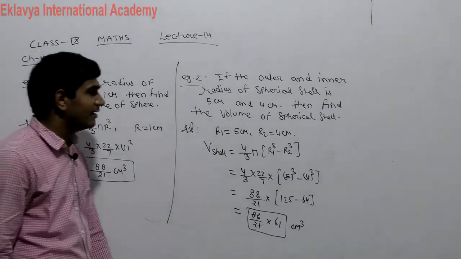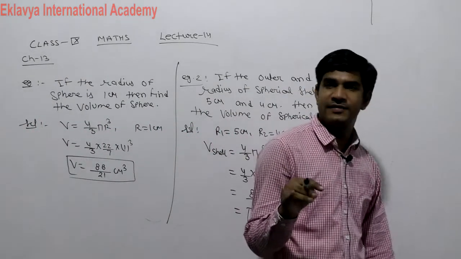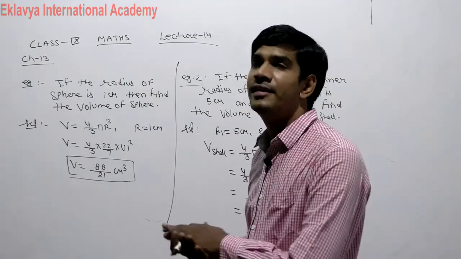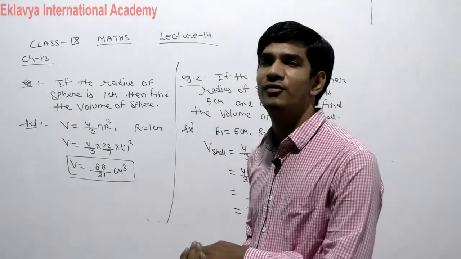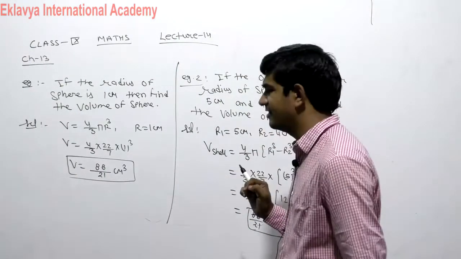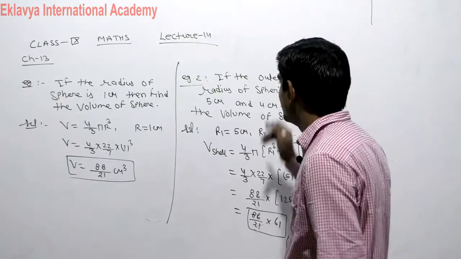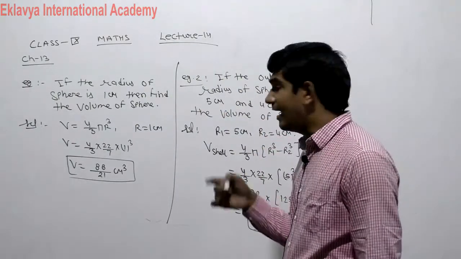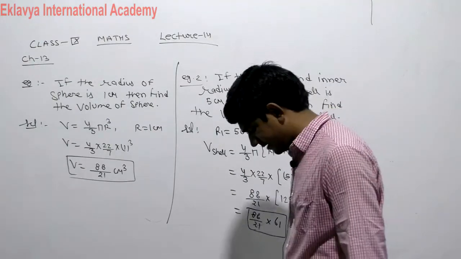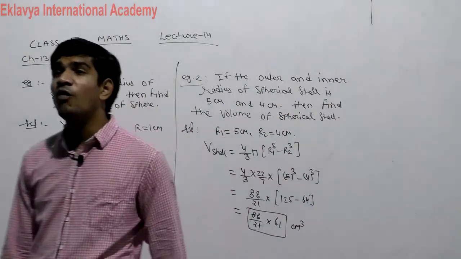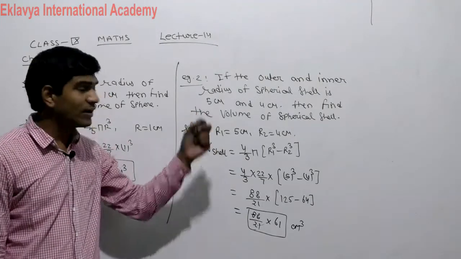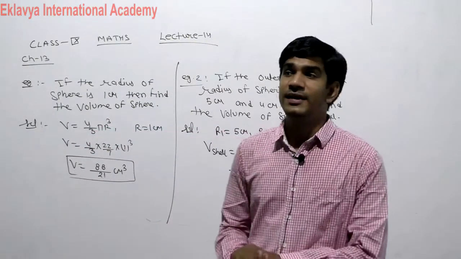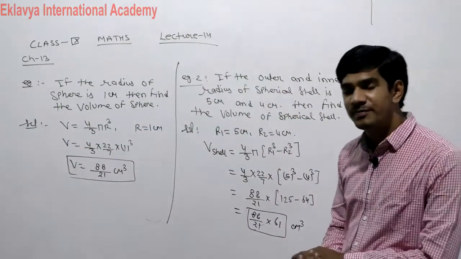Understand the question? Easy. Directly, if the external radius is given and the internal radius is given, then we find the volume. Now students, what changes can come in the question? Look here. Given to you, if the outer radius is 5 centimeter and its width is 1 centimeter, then find the volume of the spherical shell. Outer radius is given and width of the spherical shell is given. Then how will we find out the volume of the spherical shell?